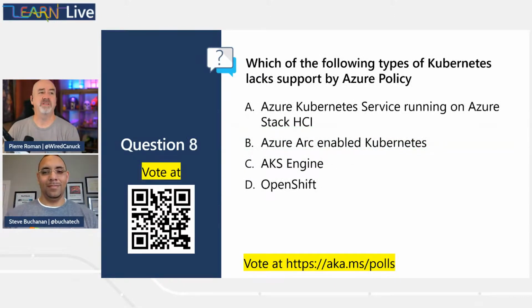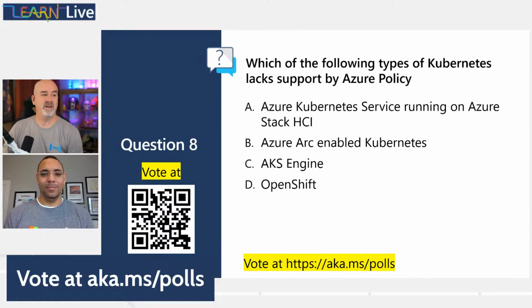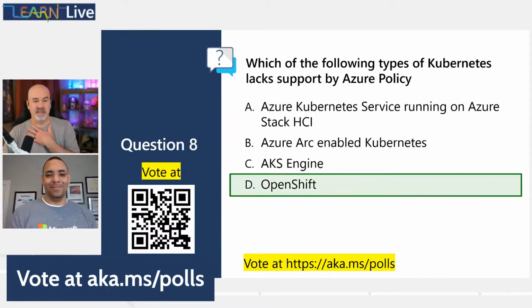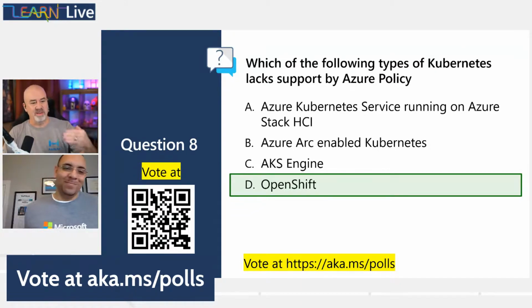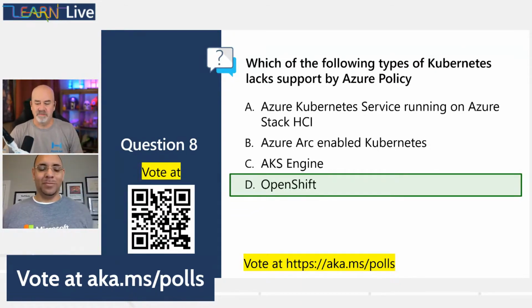Next one: which of the following types of Kubernetes lacks support by Azure Policy? I'm going to go with D. Yes, that's correct. OpenShift is the one that at this point lacks support for Azure Policy. We are building that muscle. That's a very Microsoft thing to say today. We're building the muscle where we're going to support more and more distributions or platforms, and OpenShift is on the roadmap, but we don't have any information as to when that's going to happen.